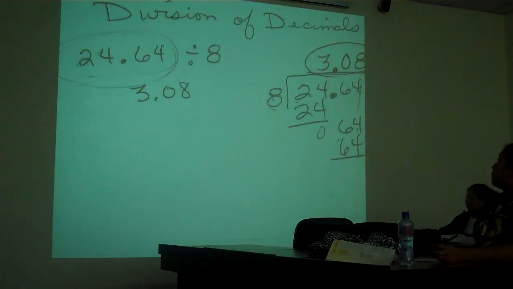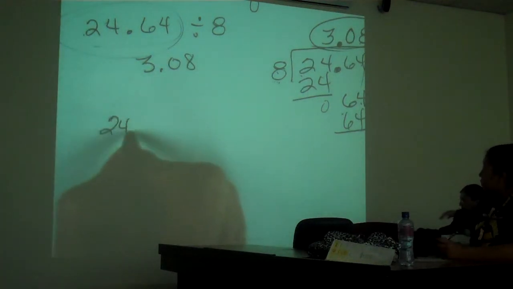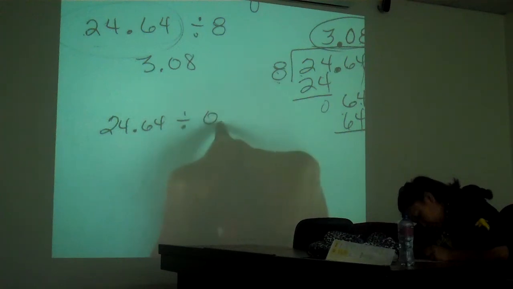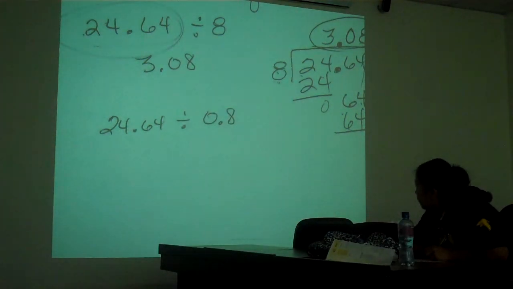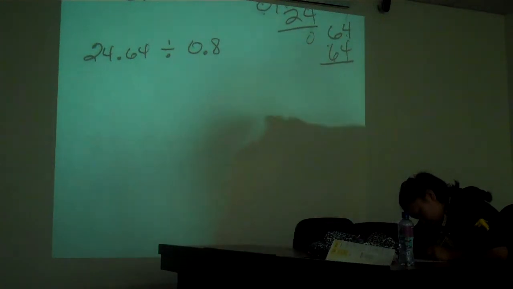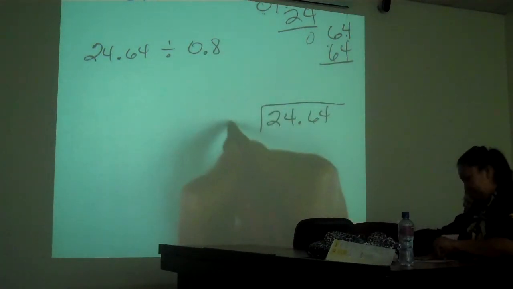Okay, let's do the same division with the decimal on the outside. Let's do the 24.64 divided by 0.8. Okay, the first number still goes under your division, 24.64. This number still goes on the outside.